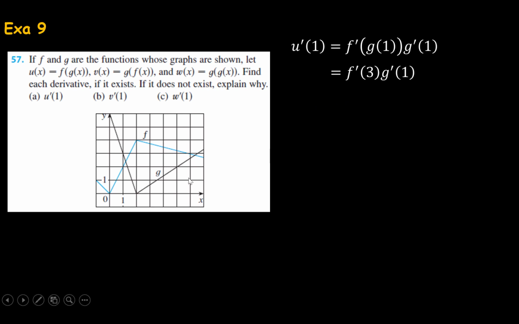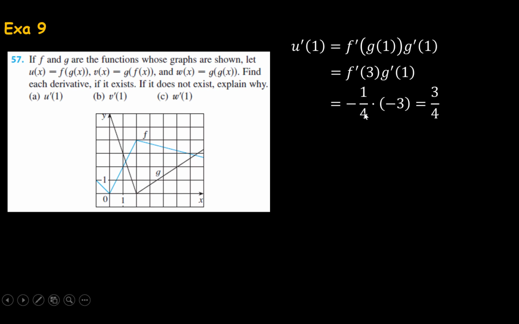Now, what is f prime of 3? Look at the 3: 1, 2, 3. 3 is here, and we are talking about f prime at this point. Well, this is a straight line, so the derivative should be equal to the slope of the line. The slope is equal to rise over run. If you look at the x range from here to here, you have a run of 4, and the rise is negative 1. So it should be negative 1/4. That's your f prime of 3.